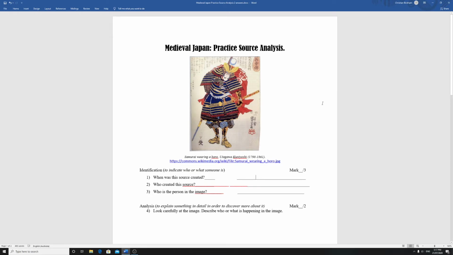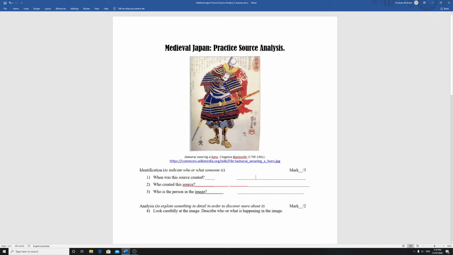So this source here, if you have a very close look at it, we'll look at the source first before we go into actually answering any questions about it. The source itself is of a Japanese samurai, as you can see, and he's wearing a suit of armor, he's carrying various weapons, and at the back here, this red cloak is what is called a horo, and you can see in the caption down here the title actually says Samurai Wearing a Horo. So this painting, which is actually a wood block print, is entitled Samurai Wearing a Horo, and that red cloak there is the horo.